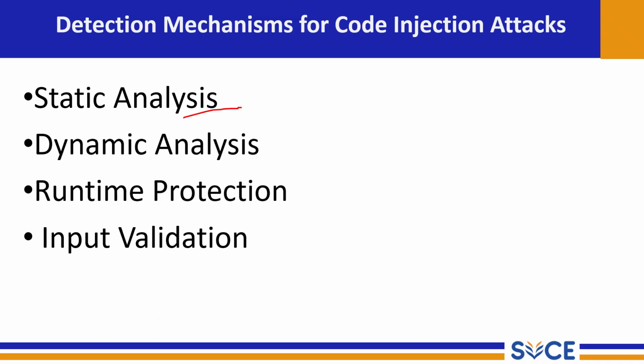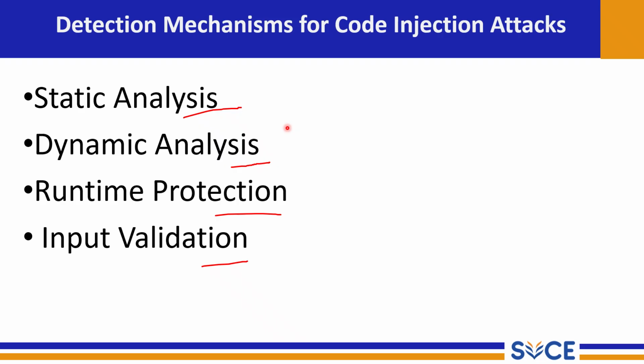So first one, static analysis, second one, dynamic analysis, and third one, runtime protection. Last one, input validation. Okay, we will see why we are going for these kinds of detection mechanisms. Before that, detecting code injection attacks is essential to reduce the effort to find some code injection vulnerabilities. Organizations must take a layered approach, fundamental to which will be a mix of automated tools and manual review. So first one, static analysis.